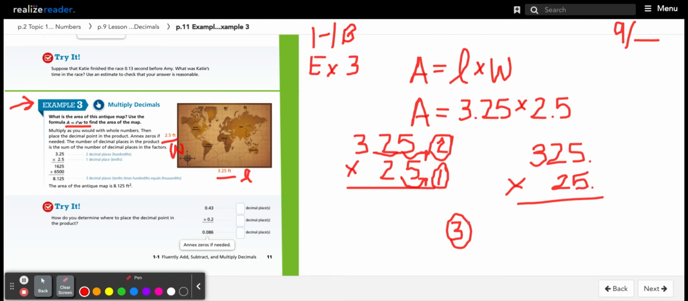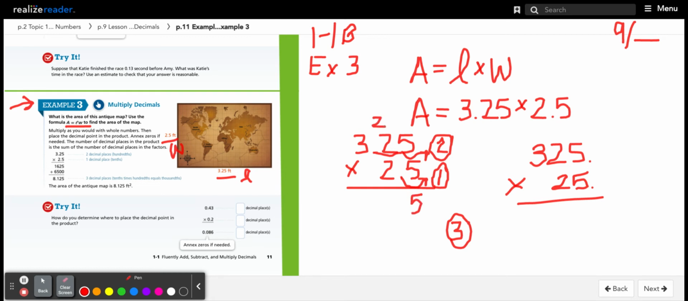So now we moved our decimal point all the way out of the problem. It's like we have these whole numbers to be multiplying. So now we're going to be multiplying 325 times 25. So I start with that 5 in the 25, and I'm going to multiply that times every number up top. So first I have 5 times 5. Well, 5 times 5 is 25. Write down the 5, carry the 2.